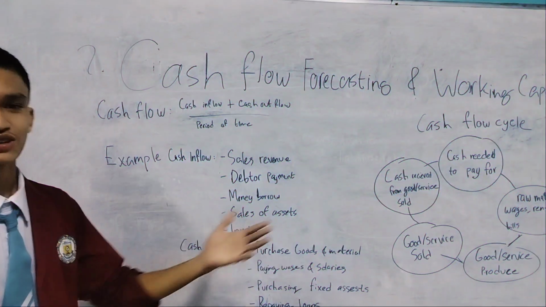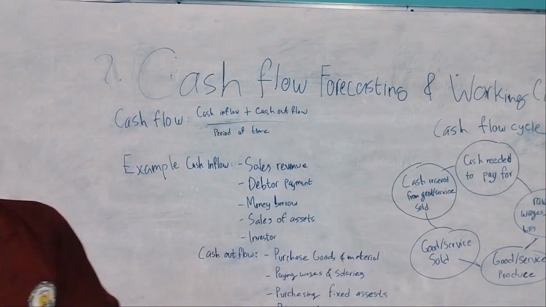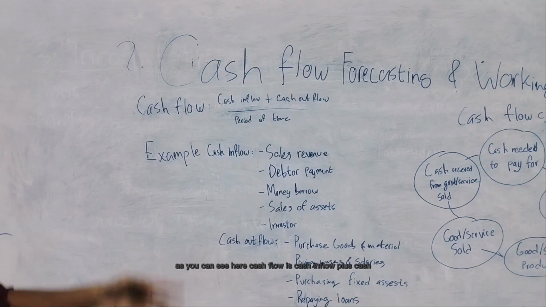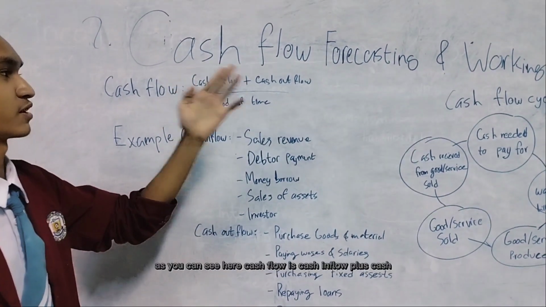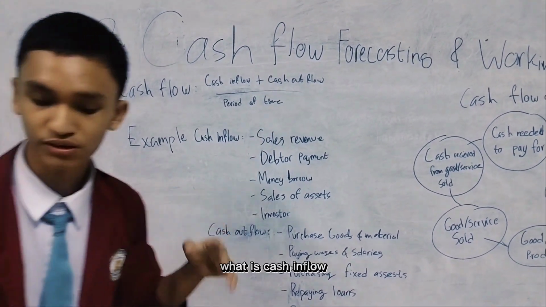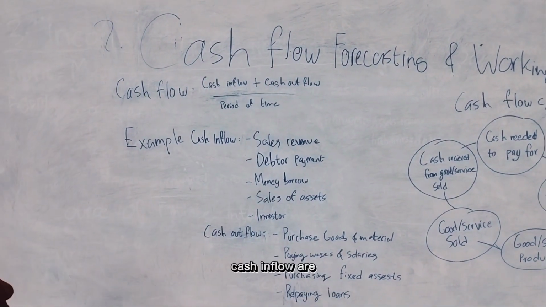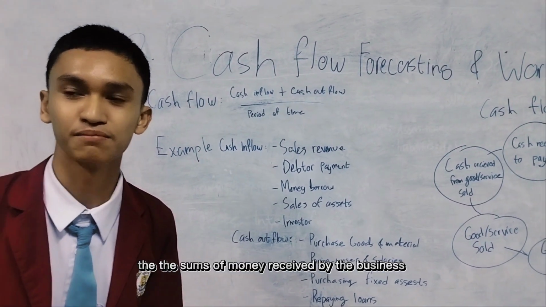Thank you. So the second topic is about cash flow forecasting and working capital. What is cash flow? As we can see here, cash flow is cash flow inflow plus cash flow outflow divided by period of time. What is cash flow inflow? Cash inflow are the sums of money that are received by the business.